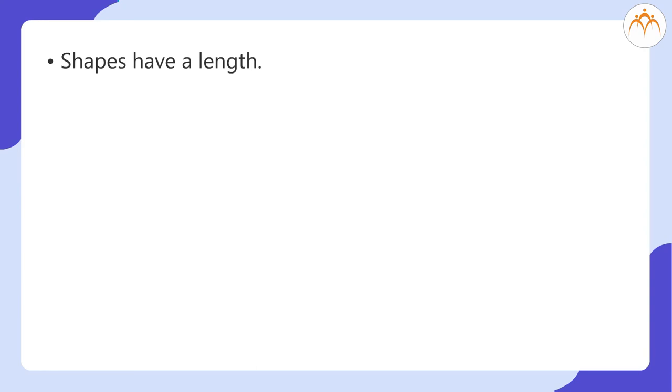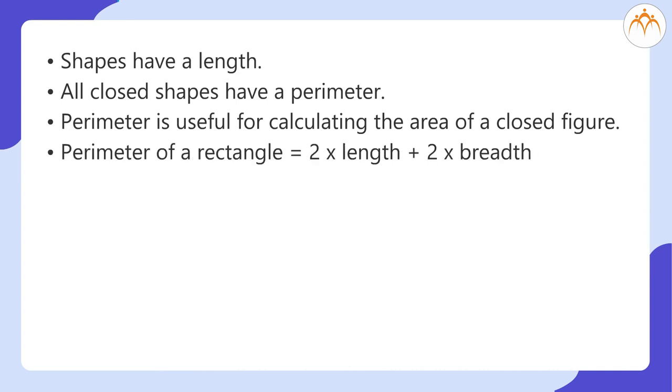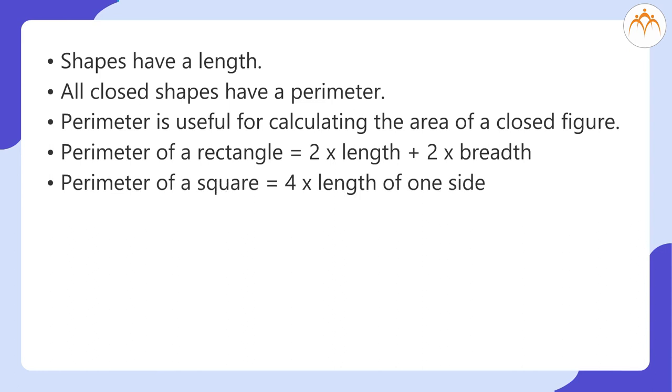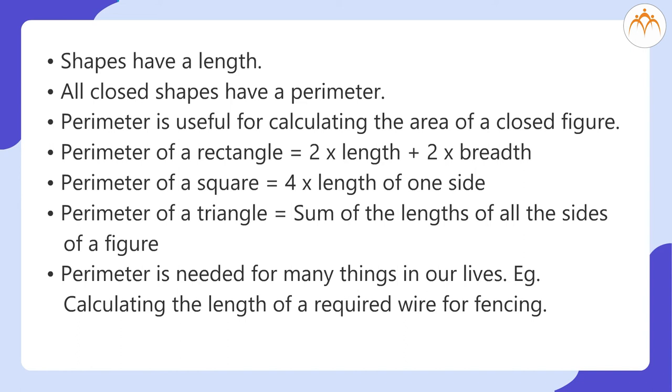Summary. Shapes have a length. All closed shapes have a perimeter. Perimeter is useful for calculating the area of a closed figure. Perimeter of a rectangle is equal to 2 multiplied by length plus 2 multiplied by breadth. Perimeter of a square is equal to 4 multiplied by length of one side. Perimeter of a triangle is equal to sum of the lengths of all the sides of a figure. Perimeter is needed for many things in our lives. Example, calculating the length of a required wire for fencing.